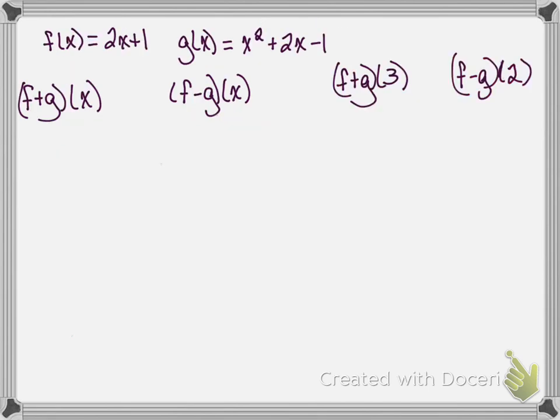Okay, so here we are going to take two functions, and we are going to add the functions, and then we are going to subtract the functions. So my first one is f plus g of x. What that means is I take f of x and I add that to g of x. I'm going to add them together. F of x is 2x plus 1. G of x is x squared plus 2x minus 1.